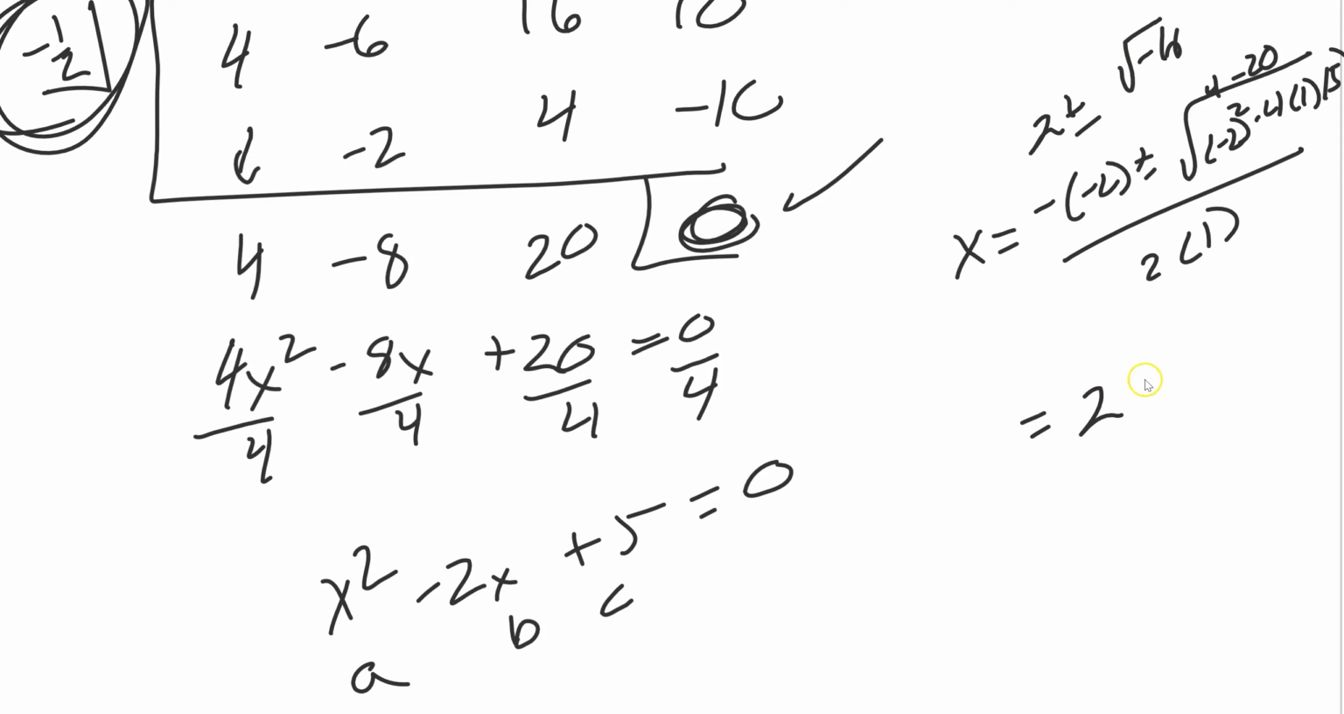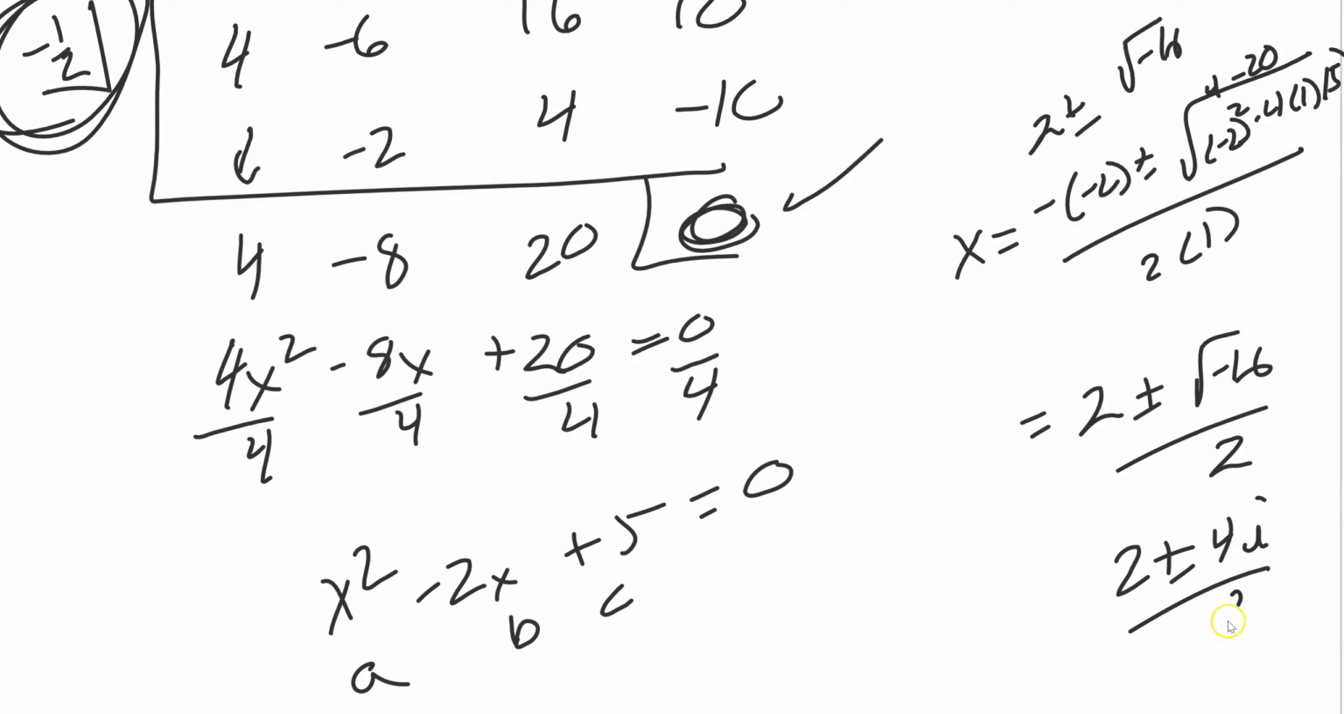So 2 plus or minus the square root of negative 16, over 2, which is 2 plus or minus 4i over 2. Now remember, the 2's don't cancel. Doesn't work that way, right? You've got to factor out, either divide everything by 2 or factor out a 2. The 2's do not cancel. So now the 2's will cancel because we multiply. So I get 1 plus or minus 2i.